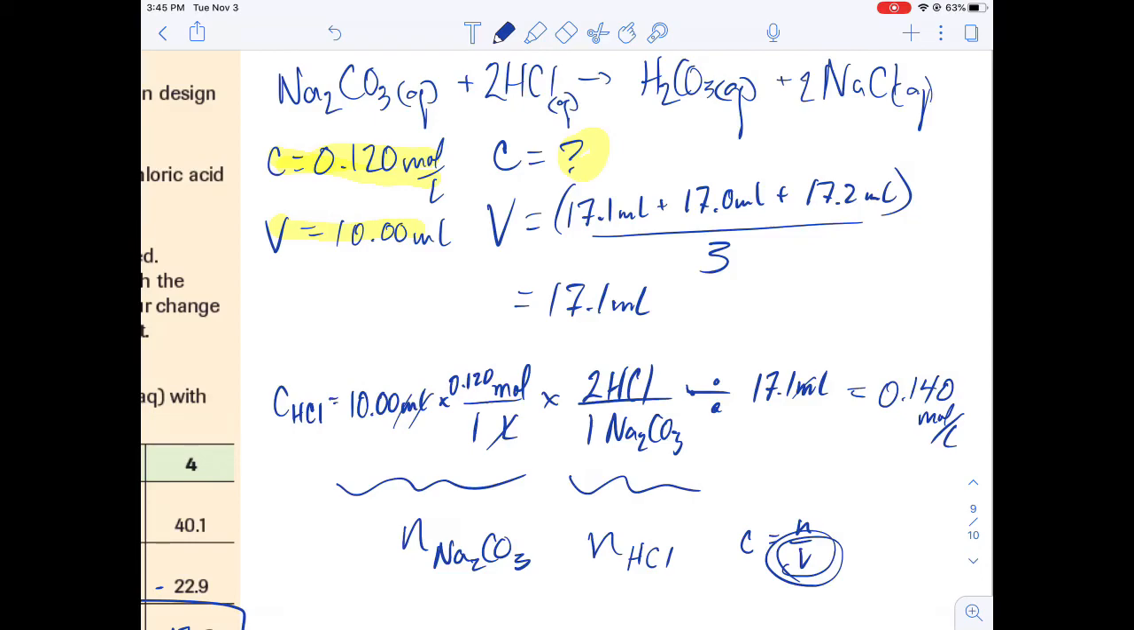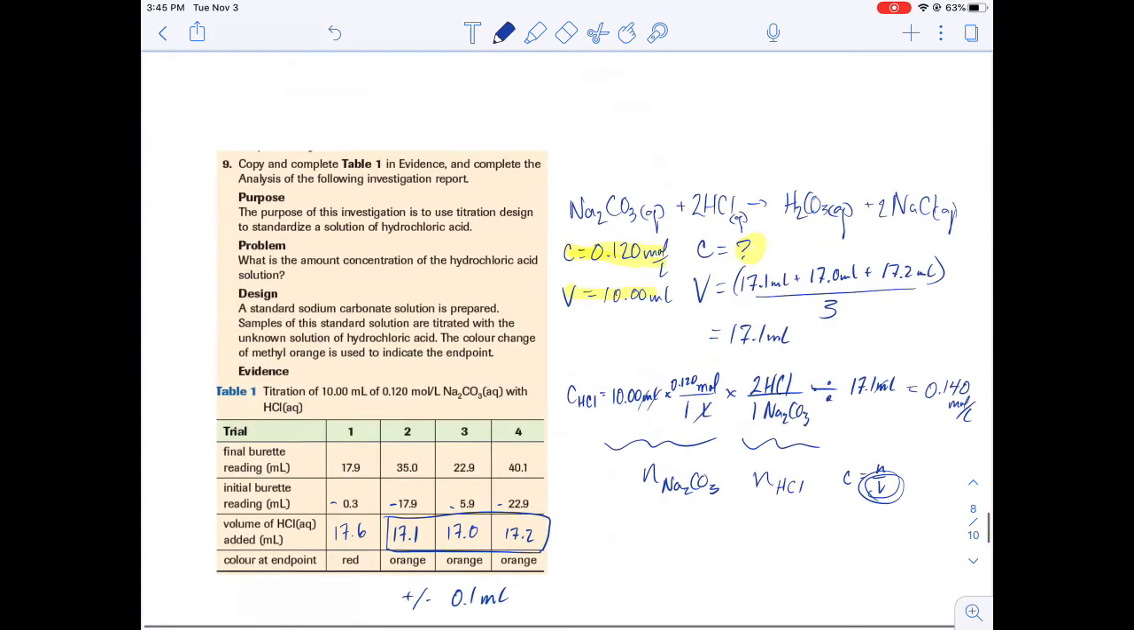So every time I'm doing a titration, I'm going to need to find that average volume using the 3 trials that are within plus or minus 0.1 for a net change of 0.2. And I'm going to be multiplying a concentration times a volume, finding the number of moles using the coefficients, and then dividing by the volume of the unknown.